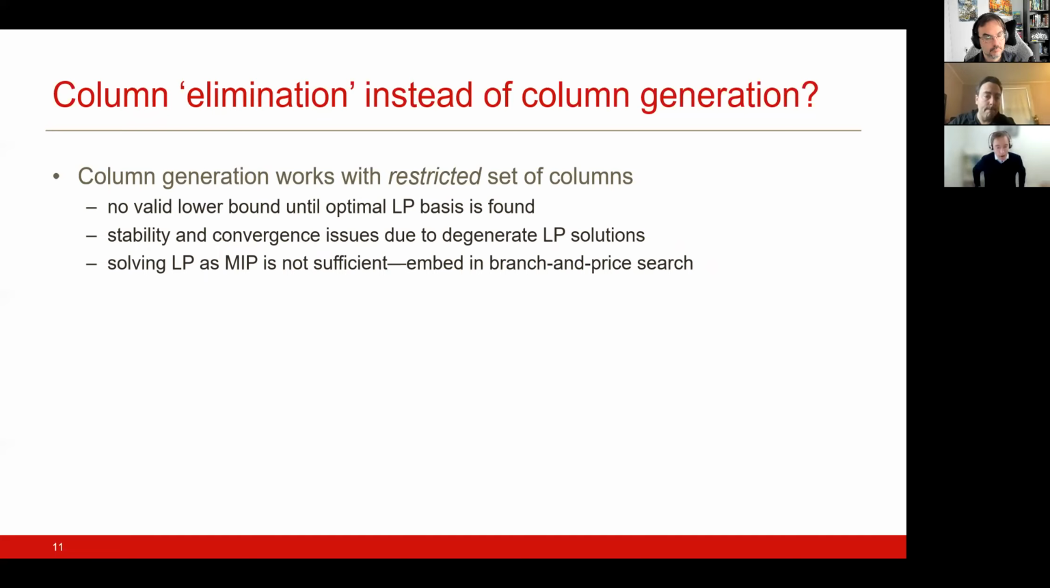And that's really a drawback because I want to have good bounds early on in a branch and bound process. It's very difficult for me to trade off my branching and my computation of the bounds if it takes me hours to even compute an optimal basis in the master problem. There are other issues like stability and convergence issues because of degeneracy of the LP, but let me just go over that.